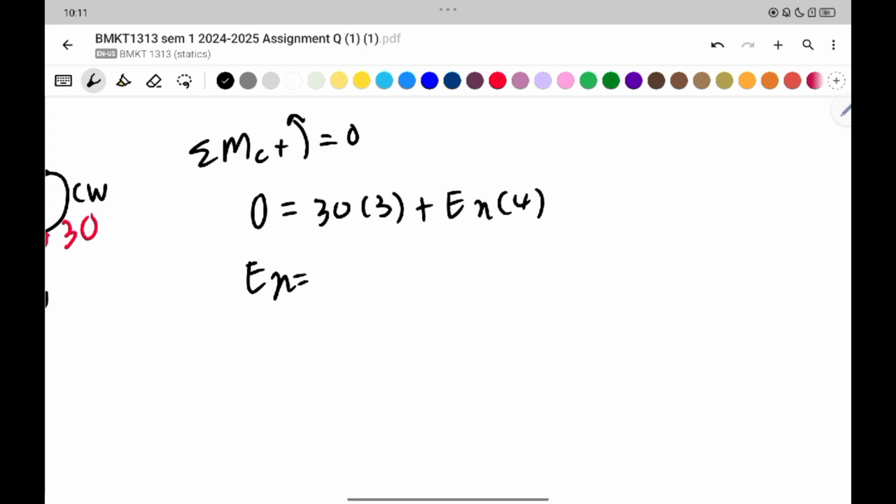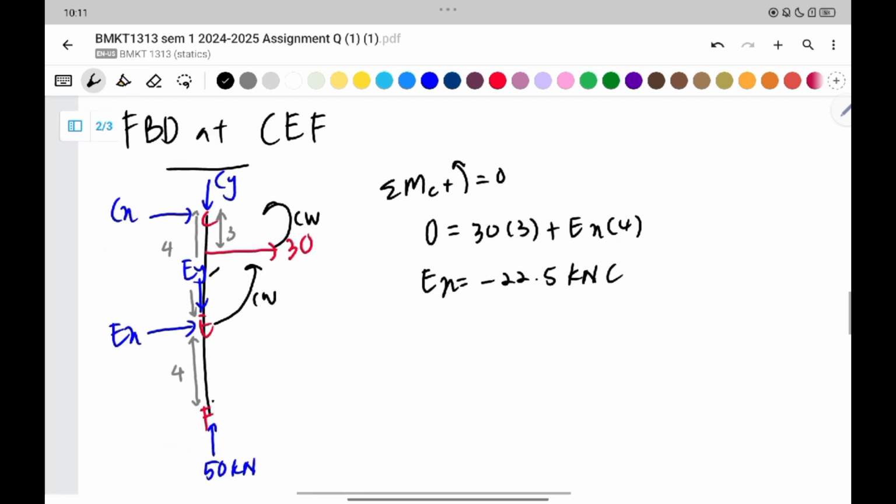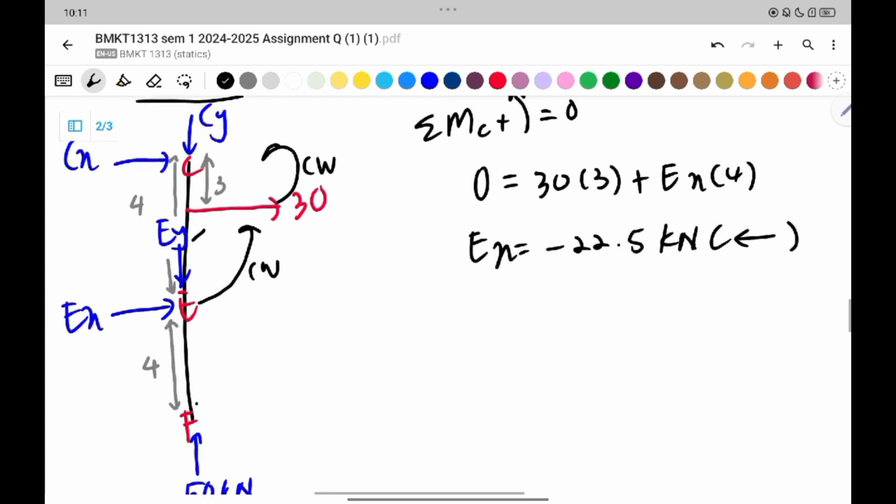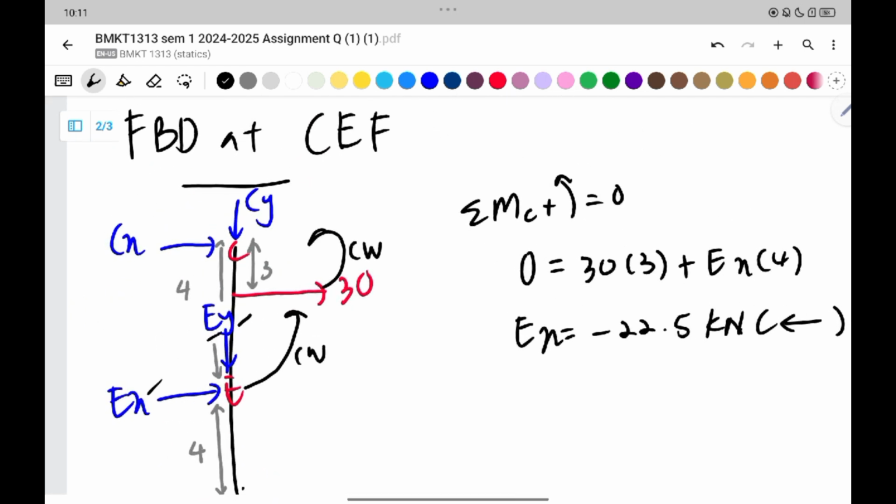So from here we can know that EX equals the sum divided by 4. Thus we know the value of EX is equal to negative 22.5 kilonewton. Because it's negative, the force is supposed to be acting to the left for it to be positive. Next, we already found this value, so now we can find CX and CY.